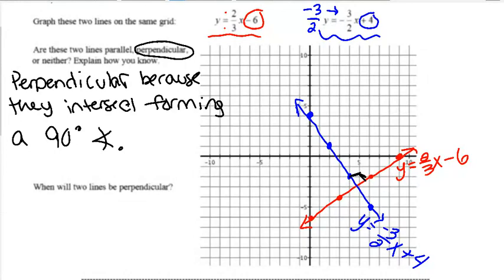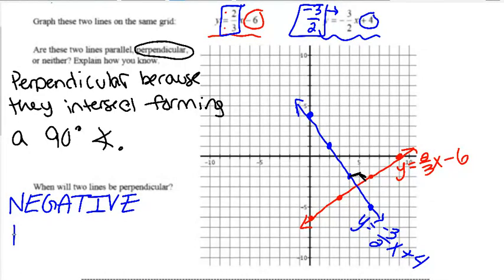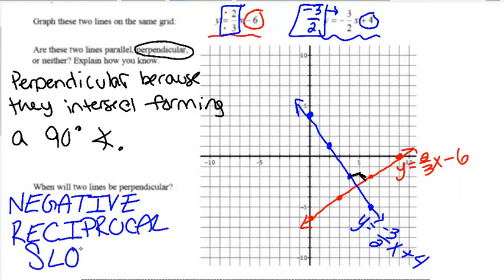So, more importantly, how do I know these two are perpendicular? Again, if you check out their slopes, I got 2 over 3, negative 3 over 2. Those are called negative reciprocal slopes. So they are flipped and different signs. Okay, so that's how you know that they are perpendicular.